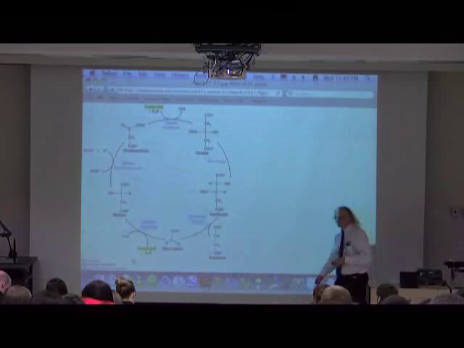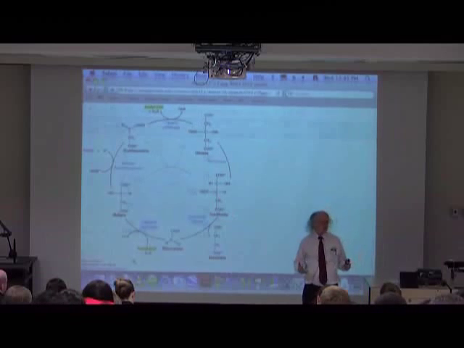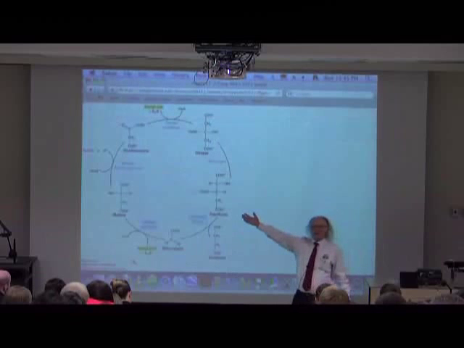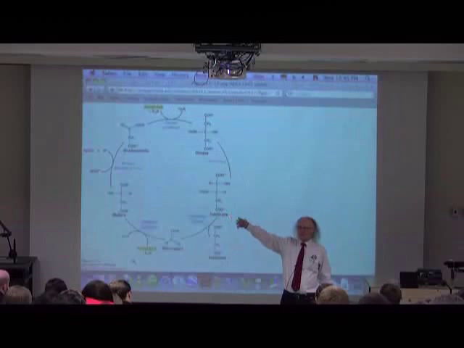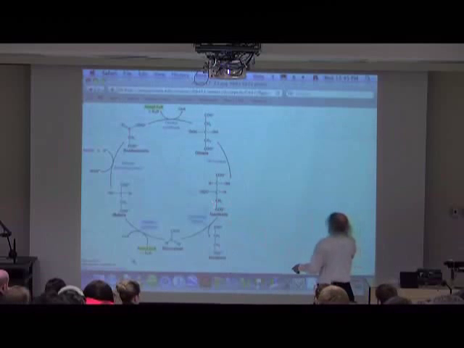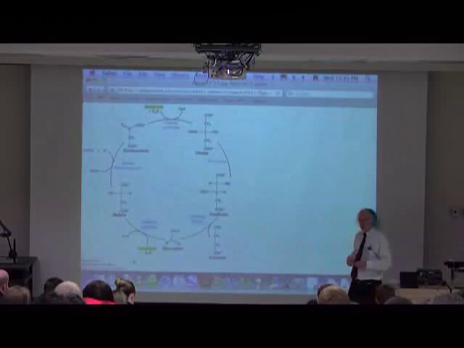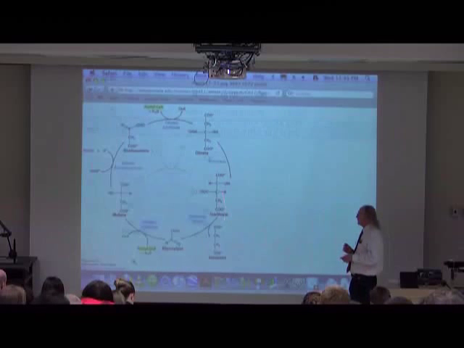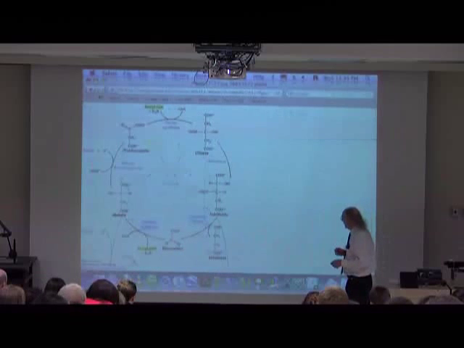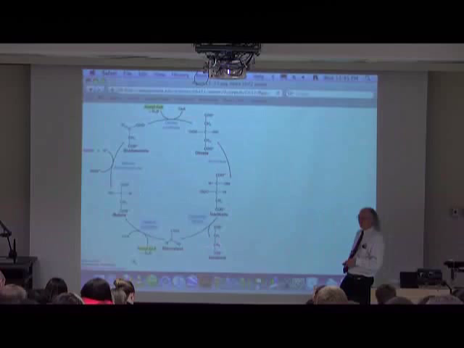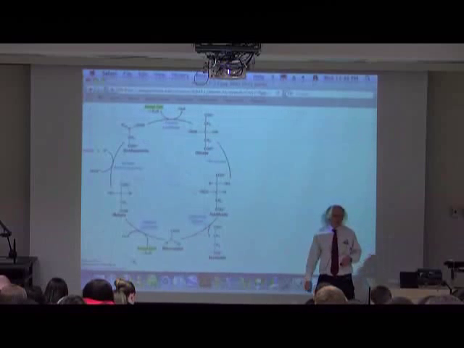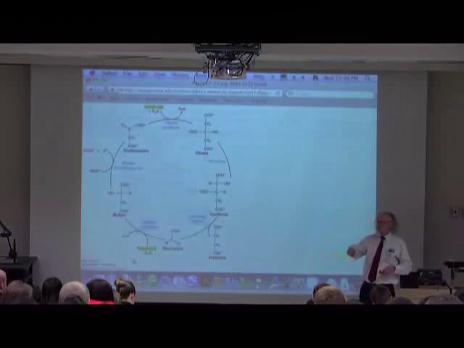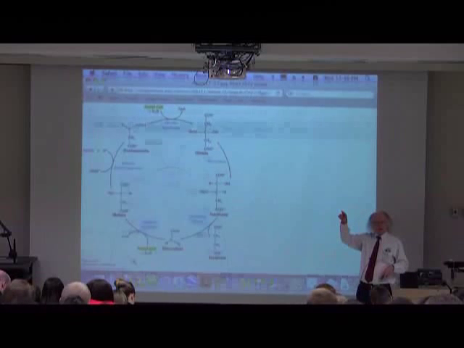We have a six-carbon molecule. In the citric acid cycle, this six-carbon molecule goes through an oxidative decarboxylation and loses carbon dioxide, right? Goes from a six to a five. In the glyoxylate pathway, which is what we're looking at here, this six-carbon molecule is split into a two-carbon molecule and a four-carbon molecule. The two-carbon molecule is known as glyoxylate. The four-carbon molecule is succinate. Succinate just goes through the rest of the citric acid cycle and goes back up to oxaloacetate.